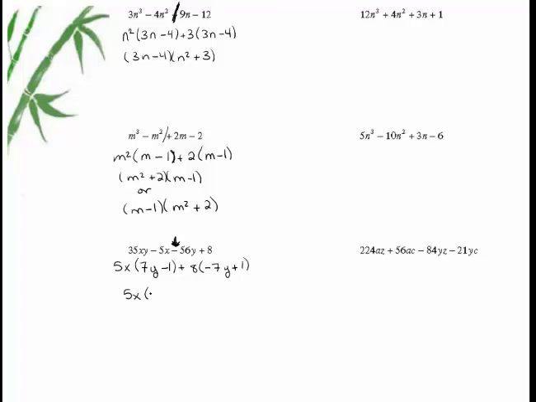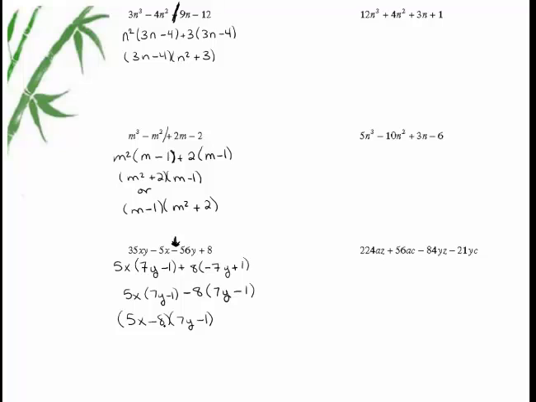So I would have 5x times 7y minus 1. If I had factored out a negative 8, that would give me a positive 7y, and 8 divided by negative 8 is negative 1. So be really careful of your signs when there's a minus right here. So I have 5x minus 8 and 7y minus 1.